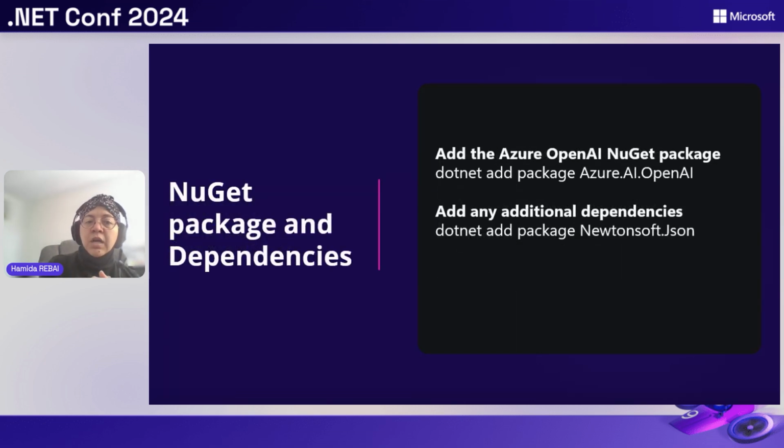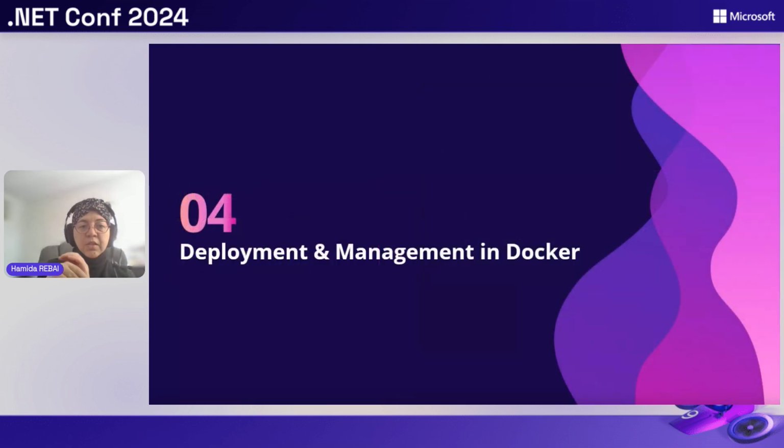And next, we have some NuGet packages and dependencies. In this case, the most important thing here is dotnet add package Azure.AI.OpenAI. Make sure that you get the latest version, so you don't need to add the version. In this case, it's version 2 for .NET 9. And sometimes, in our example, we need some additional dependency like Newtonsoft.Json because we have a JSON part.